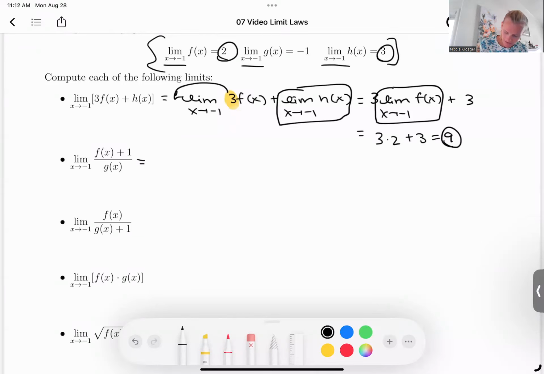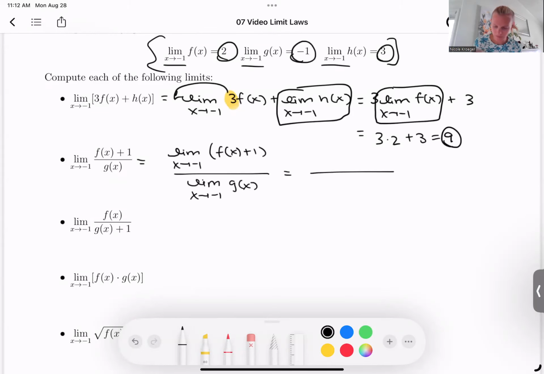So this next one, I have division. Limit law number 5 says I can break division apart so that this is the limit as x approaches -1 of f(x) plus 1 over the limit as x approaches -1 of g(x). That denominator will just be -1 from this limit up here. That numerator still has addition in it, so I have to break that apart.